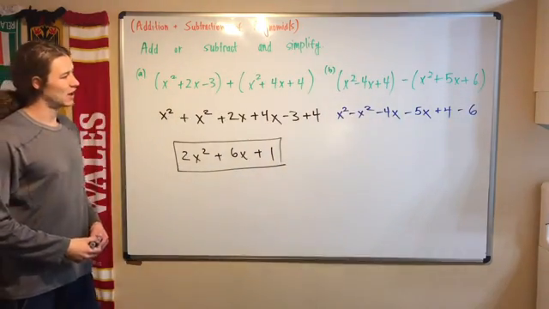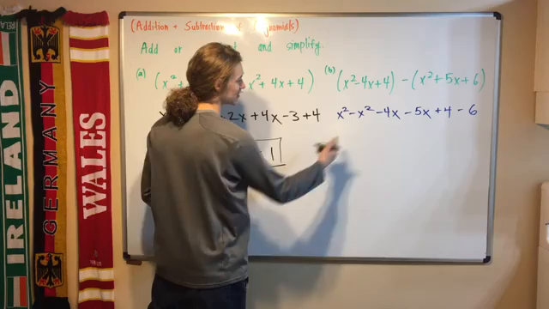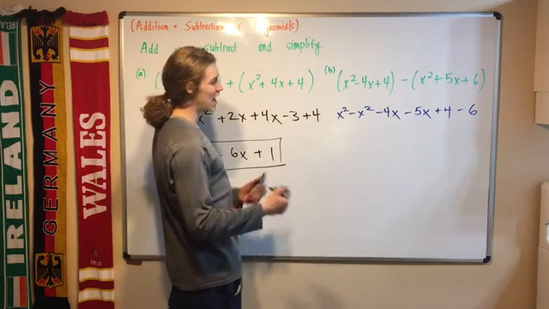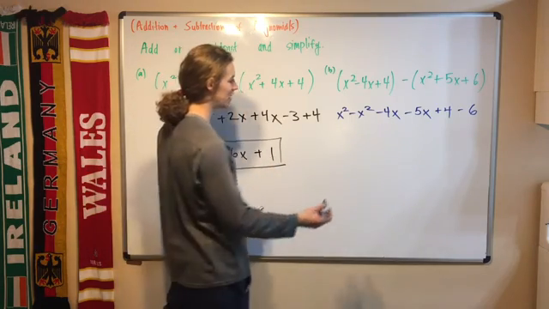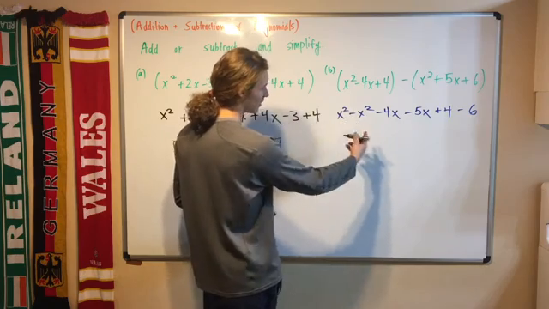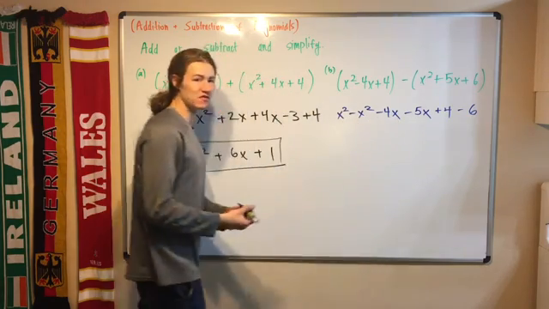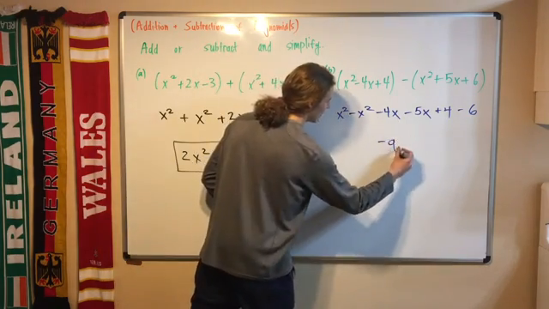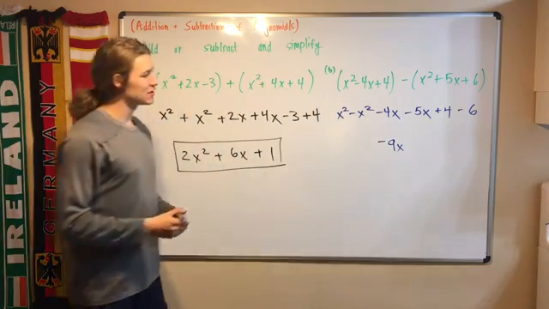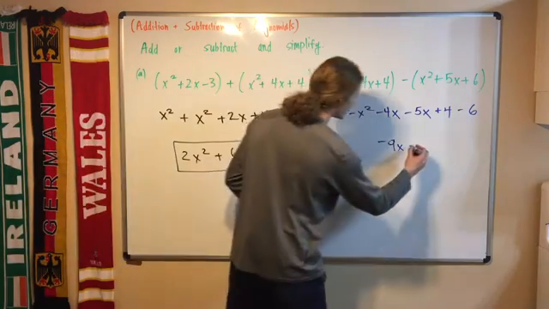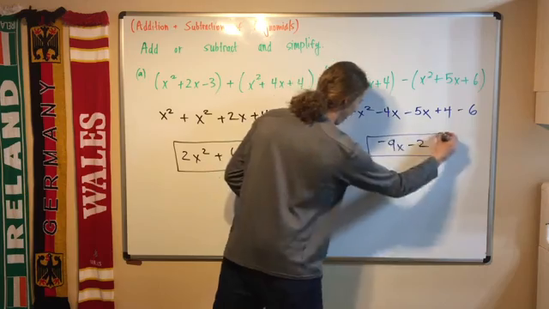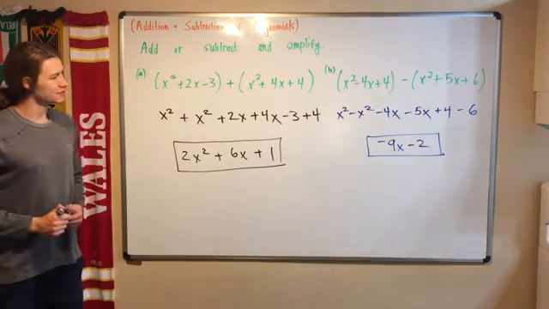Okay? I can simplify these. x squared and negative x squared are additive inverses. They go to 0 when added. I won't write anything for that. A minus 4x and a minus 5x make a minus 9x, and a positive 4 and a negative 6 make a minus 2. And so there's our solution.